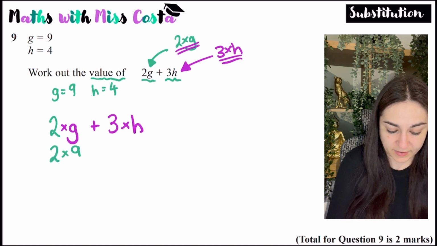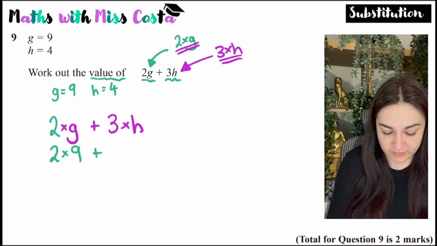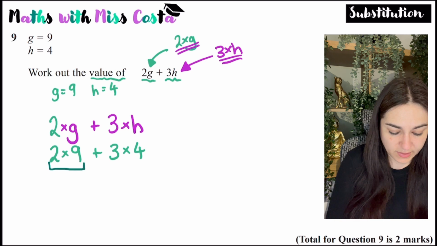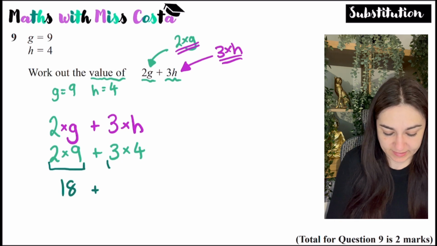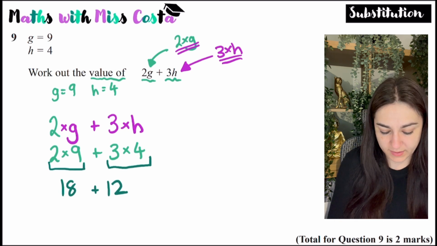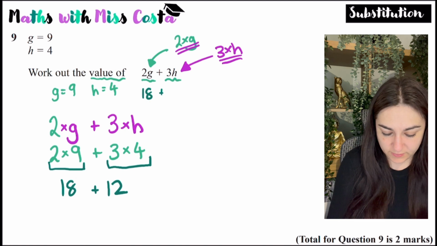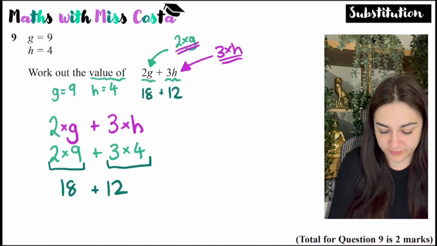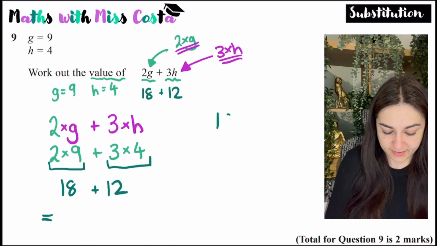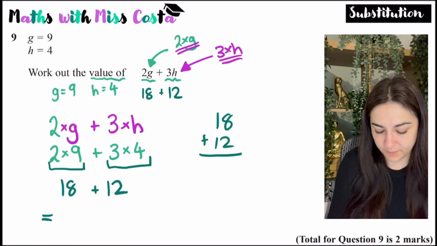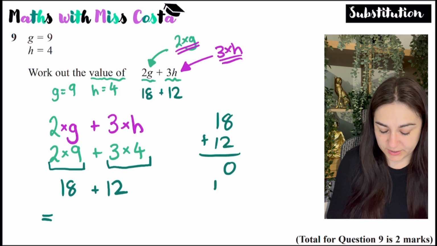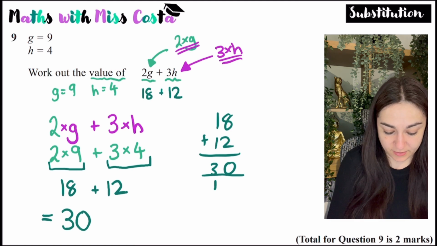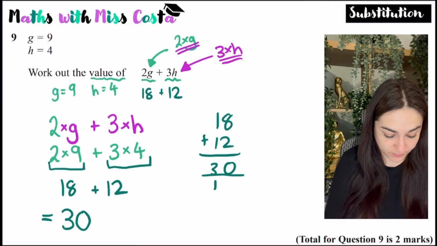So g, I know, has a value of 9, so that's going to be 2 times 9, and h has a value of 4. So h is going to be 4. So 2 times 9 is 18, and 3 times 4 is 12. So I know that 2g is 18, I know that 3h is 12, and I just add them together. So 18 plus 12, 8 plus 2 is 10, 1 plus 1 plus 1 is 30. So I know the value of 2g plus 3h would be 30.